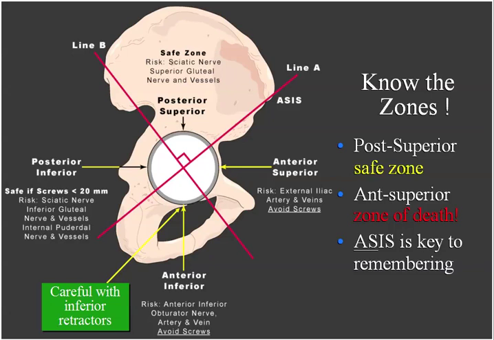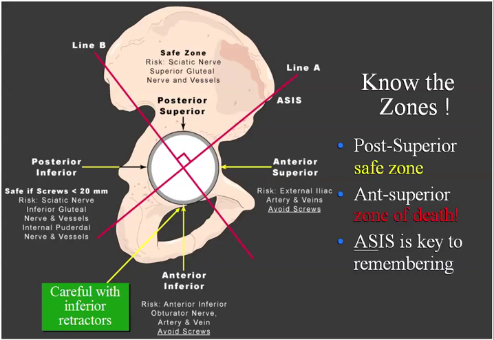You draw from the ASIS and you go to the ischium, and that's your first line. And you draw a line perpendicular to that. If you just remember that the line starts with the ASIS, the zone just anterior to that is the anterior superior. AS, anterior superior. The anterior superior zone is the area where you can get the external iliac artery and veins. If you put screws there, you'll kill a patient quickly.